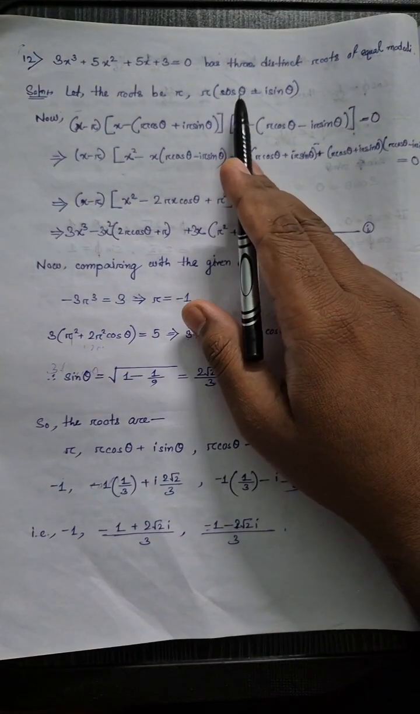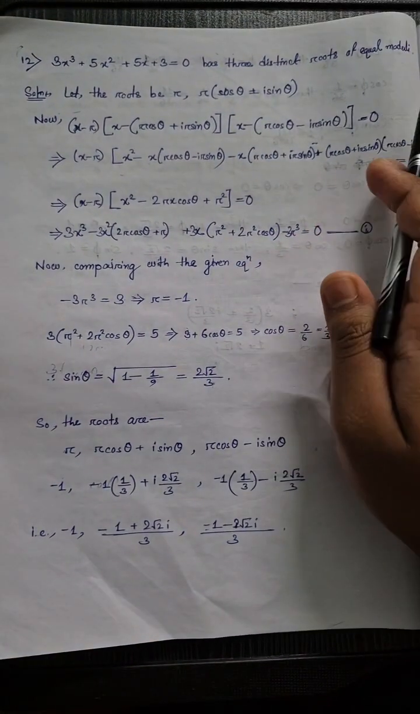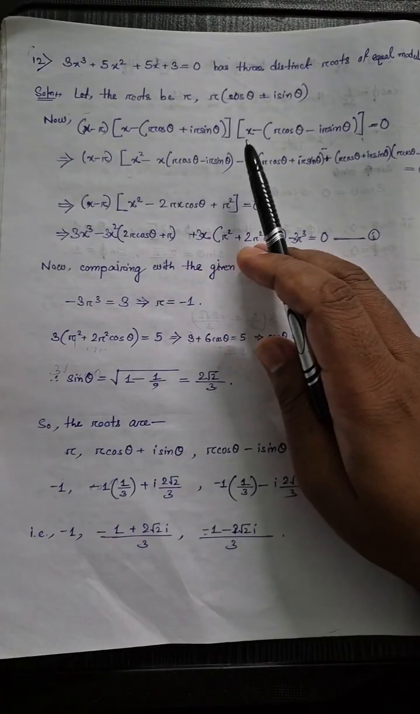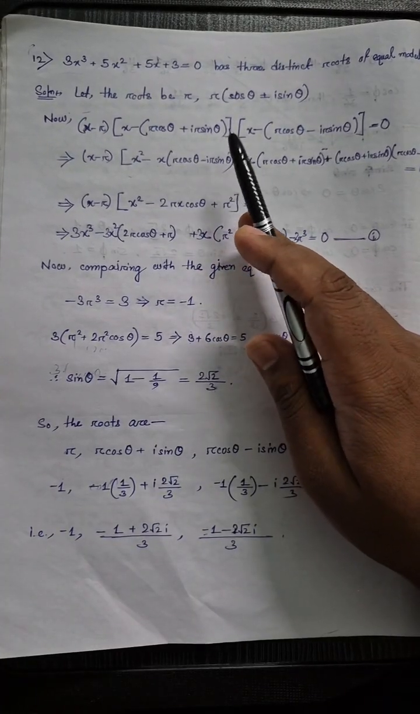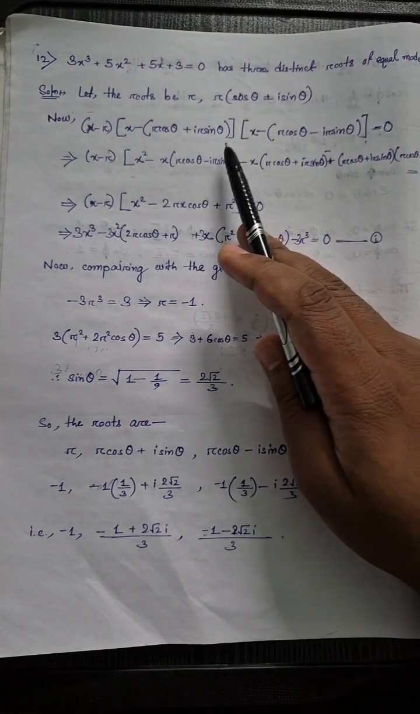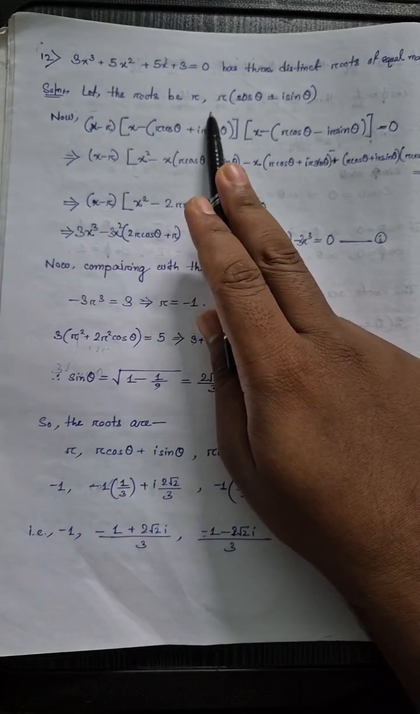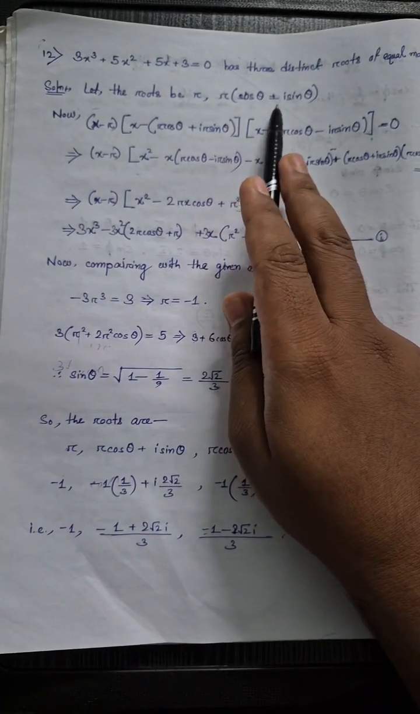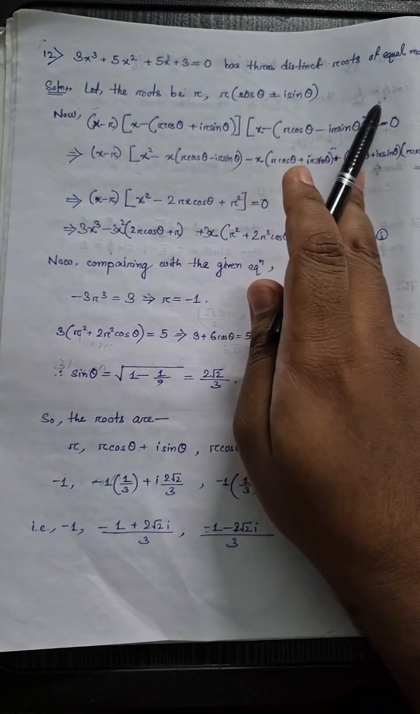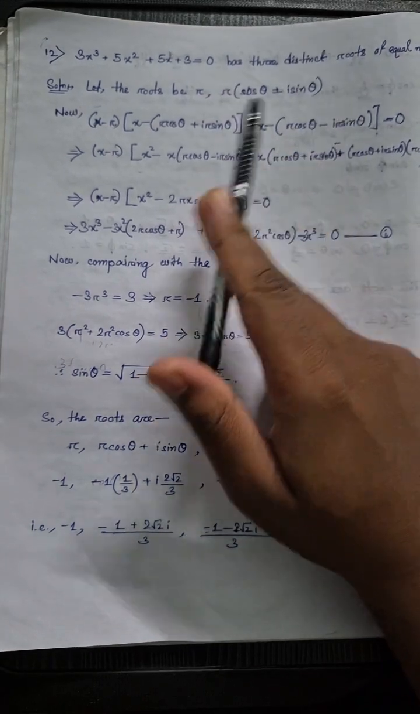Now we will see how to solve an equation which has 3 distinct roots of equal moduli. So at first we have to assume the roots. Now we should assume the roots like that. It will be easier for calculation. So we assume the roots as r, and r cos theta plus minus i sin theta. One root real and the other roots complex.